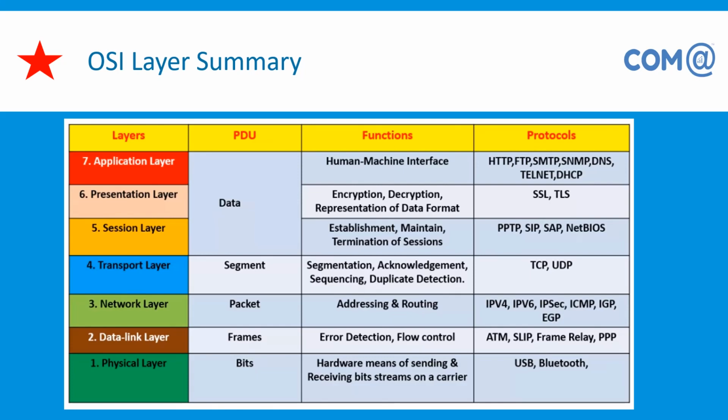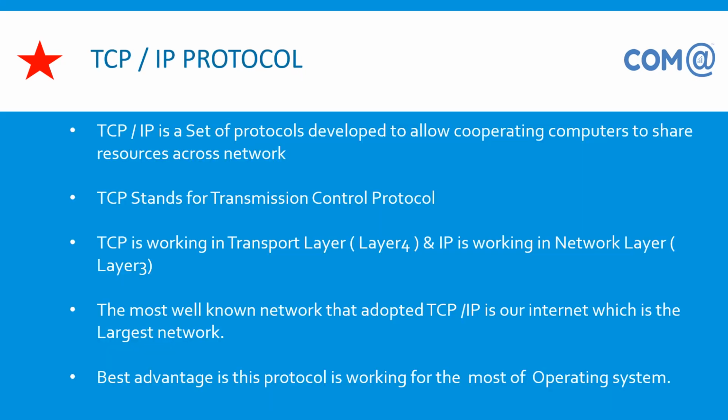Here is the overall summary of the OSI reference model. We have mentioned the PDU, how information is represented in different layers, and the different types of protocols. This single table will help you understand the OSI reference model better. As I mentioned earlier, by referring to the ISO OSI reference model, we got a practical implementation of it, which is called the TCP/IP protocol stack.